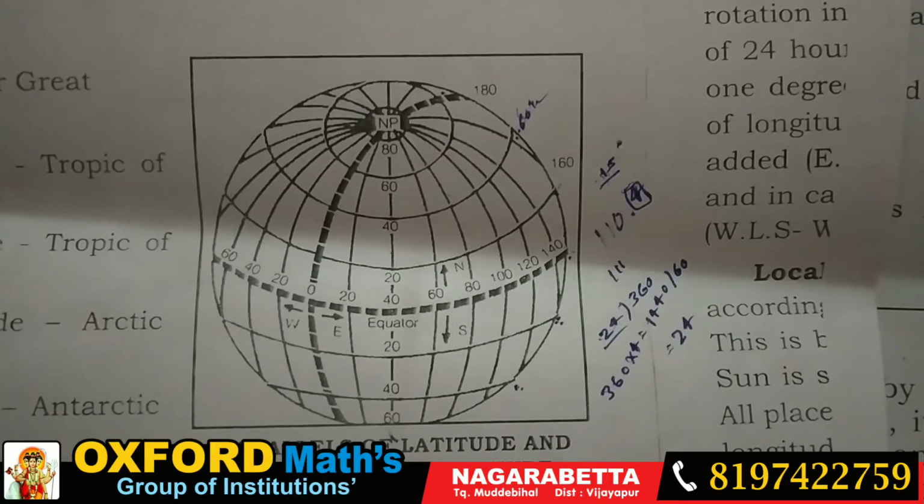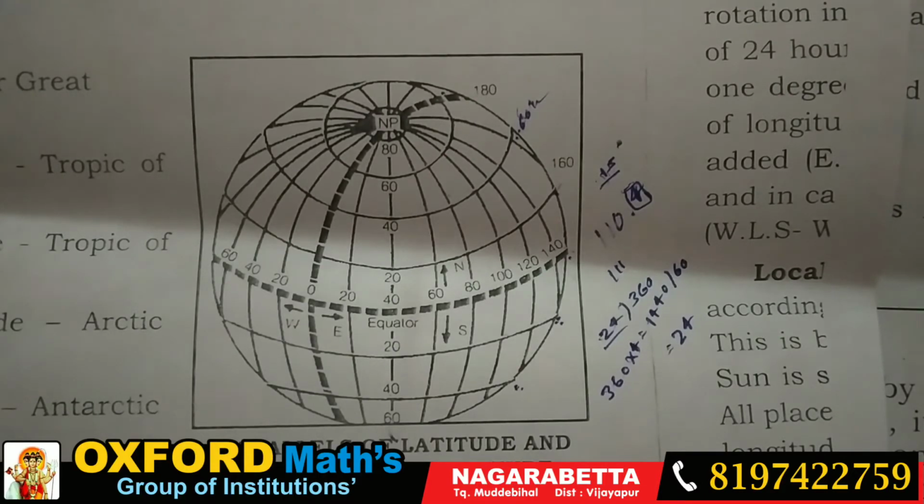Such uniform time is also called GMT, Greenwich Mean Time. So the uniform time which is followed throughout the country is called the standard time of that country.